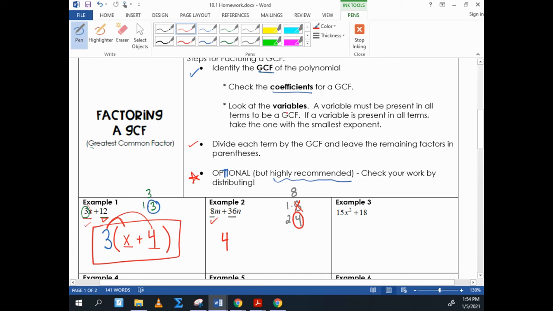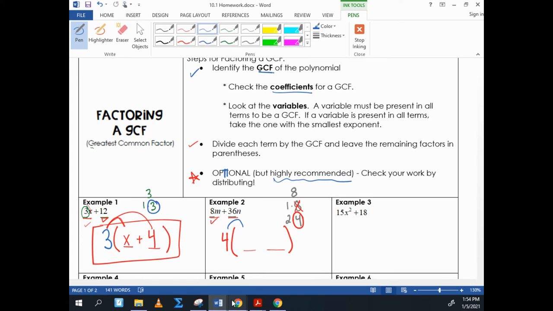Okay, now we're going to look at our variables. Notice we've got an m in the first term, n in the second term. They're not the same, so you cannot factor either of them out. So we're just going to write our parentheses right here. Notice you've got a binomial, so you're going to have 2 terms, and we're just going to work on filling in what needs to go here.